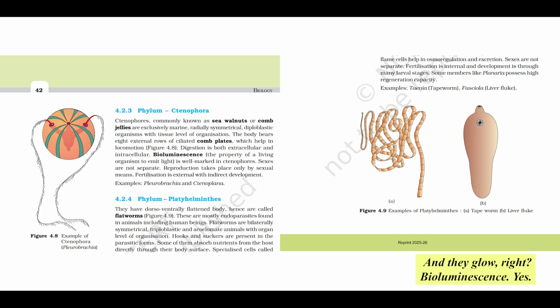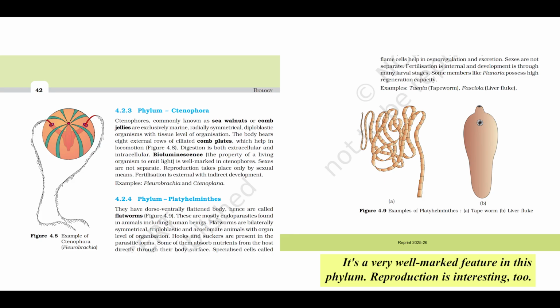And they glow, right? Bioluminescence. Yes. Another truly remarkable characteristic is bioluminescence. Many ctenophores can produce light, often creating spectacular displays in the ocean depths. It's a very well-marked feature in this phylum.